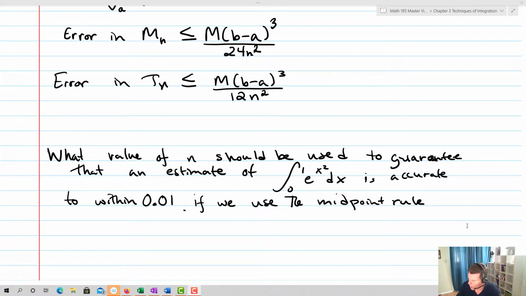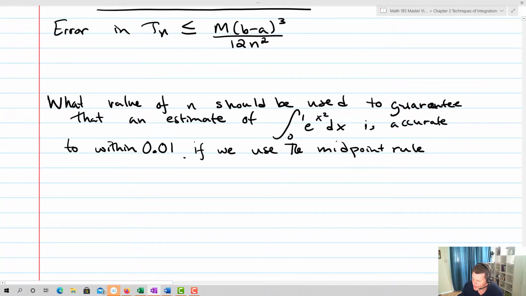So what we're going to do, we're going to utilize this one. We're using the midpoint rule, so we're going to use that first one. And what we need to do is make sure that 0.01 is less than or equal to M times (b minus a) cubed over 24n squared.